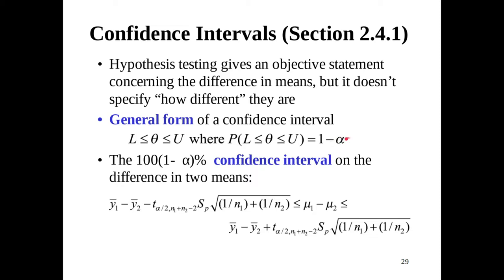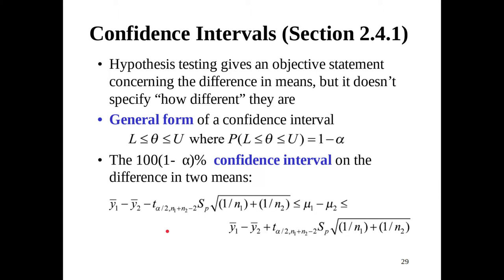Alpha we always use 0.05. So that's why they say alpha is 5%, right? That's why they call it a 95% confidence interval. 100 times 1 minus alpha, 1 minus 0.05. So a 95% confidence interval on the difference in two means is given by this formula.